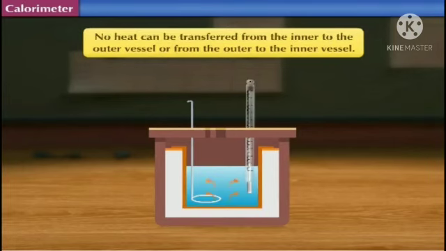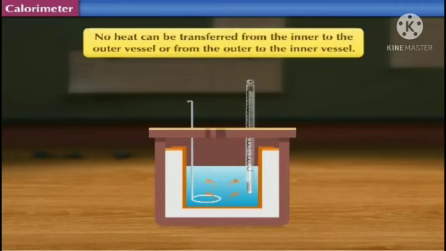A calorimeter is similar to a thermoflask. A calorimeter has two vessels, an inner vessel and an outer one. This way, no heat can be transferred from the inner to the outer vessel or from the outer vessel to the inner. Thus, the inner vessel is thermally isolated from the surroundings.